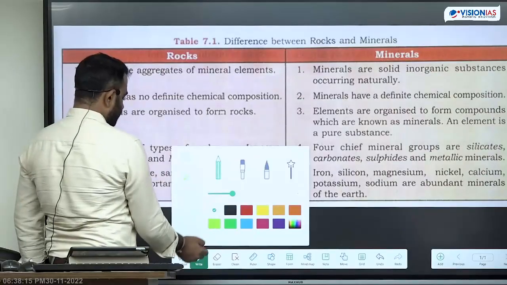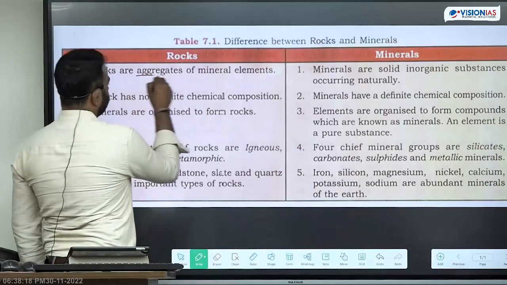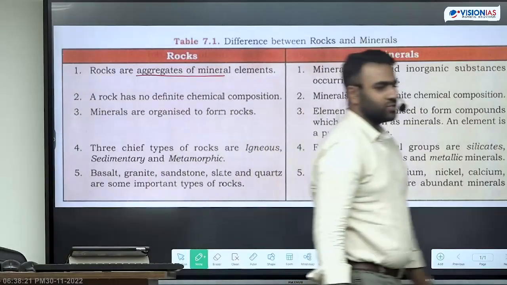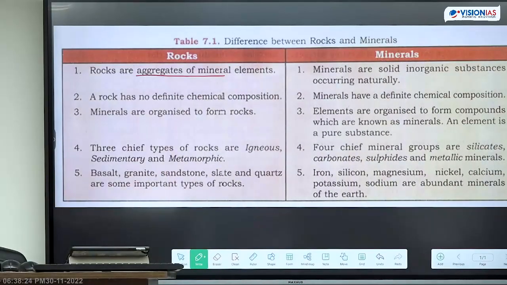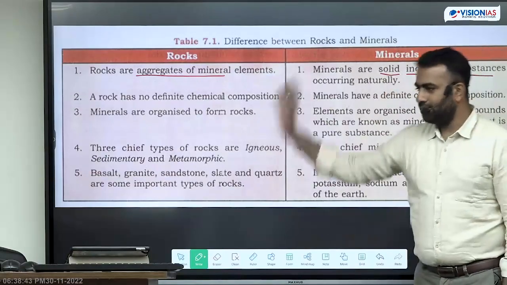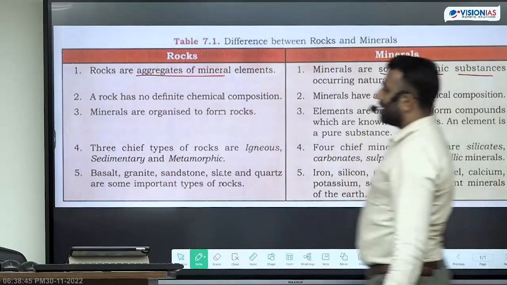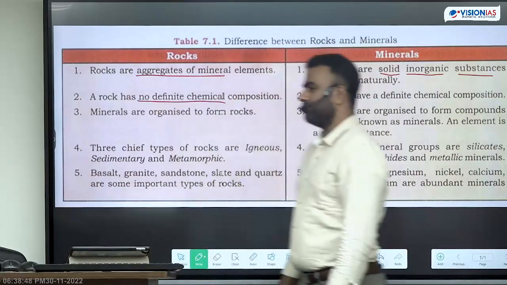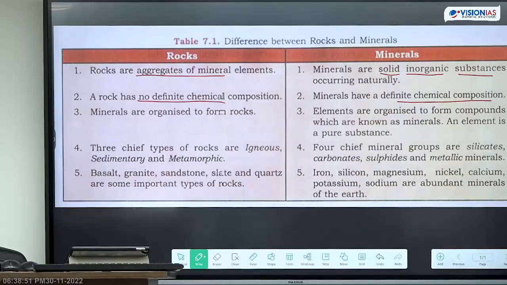Rocks are basically aggregate of minerals. Okay, just now I told you rocks are basically aggregate of minerals. Minerals are solid inorganic substances. For example, Fe2O3, Al2O3, Fe3O4. Okay, so these are what we call it as the minerals. But they don't occur as it is in its purest form, they mix together to form a rock. A rock has no definite chemical composition, whereas a mineral has a definite chemical composition. So we don't put any particular rock in terms of chemical composition.